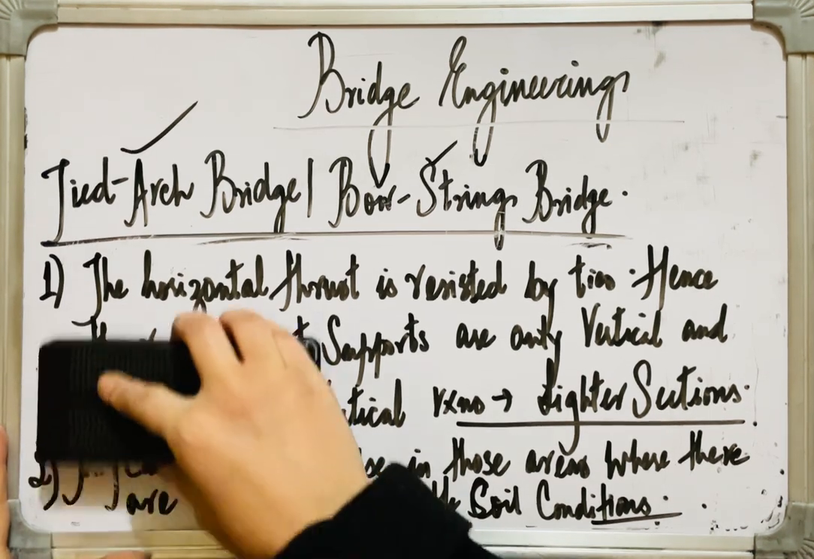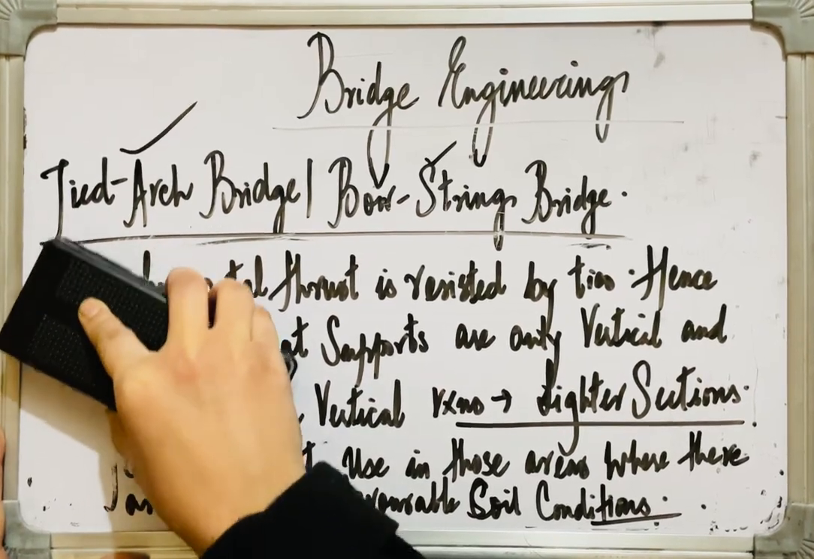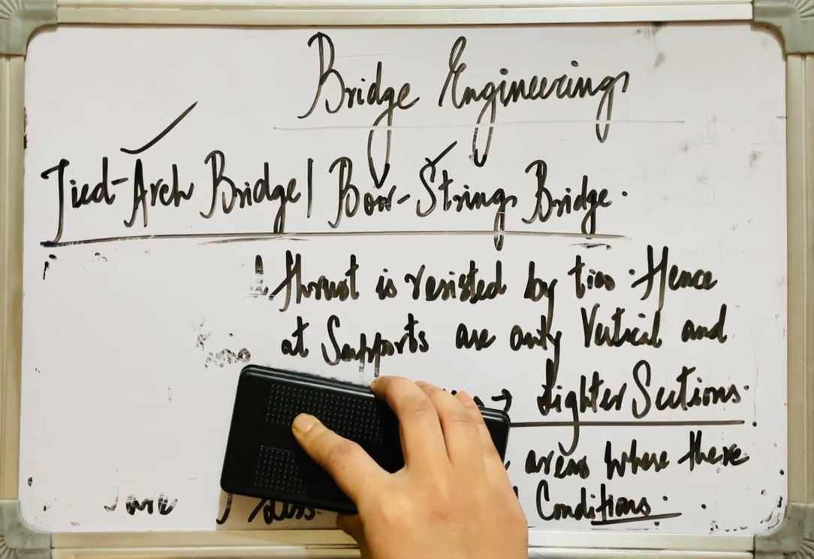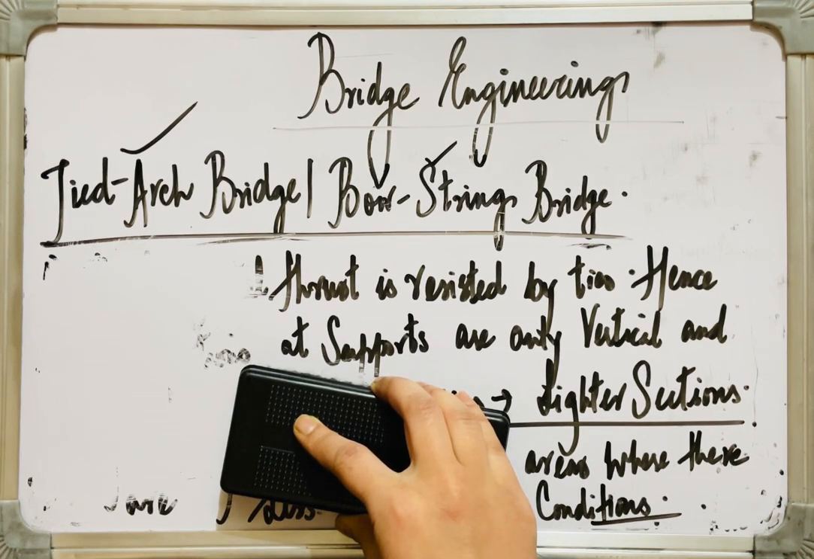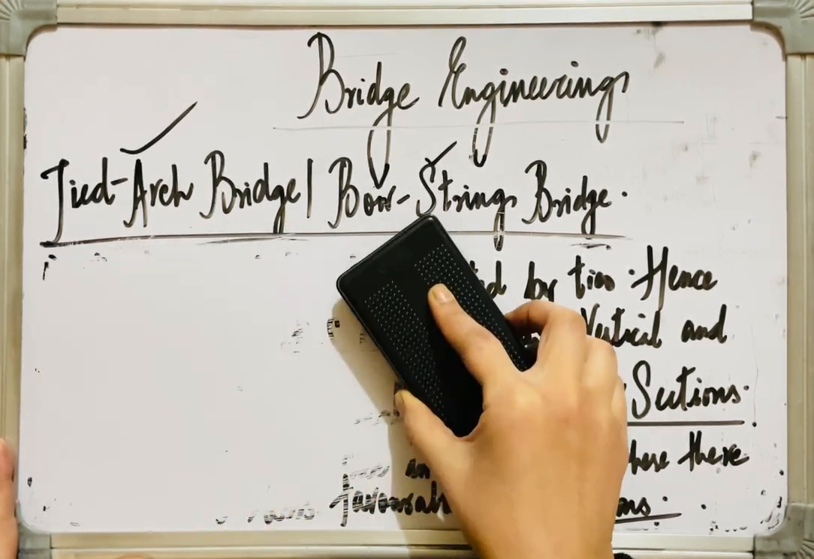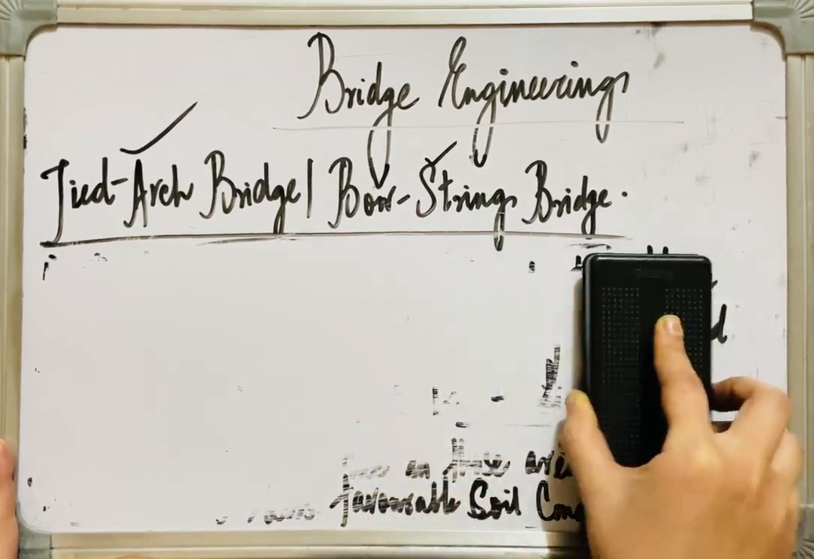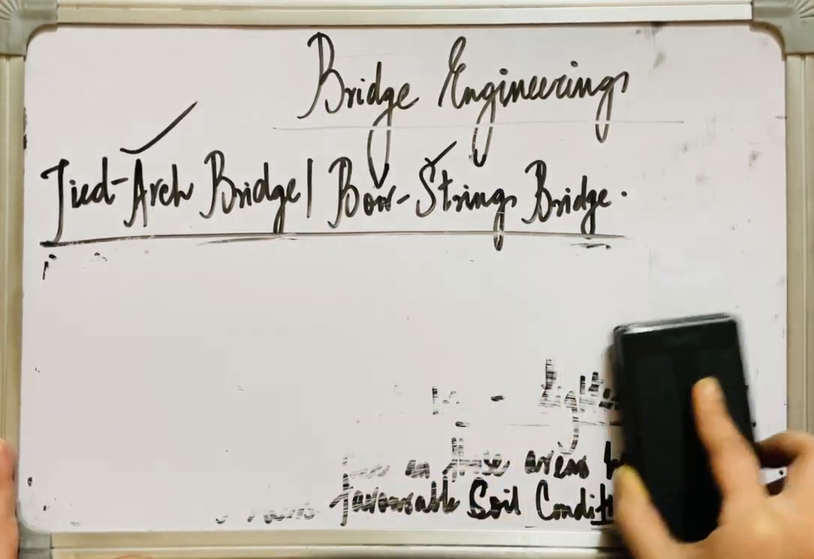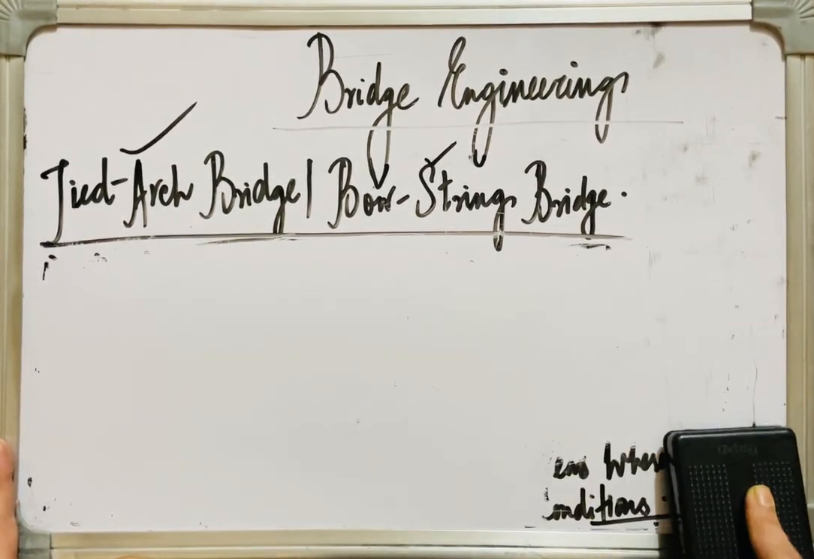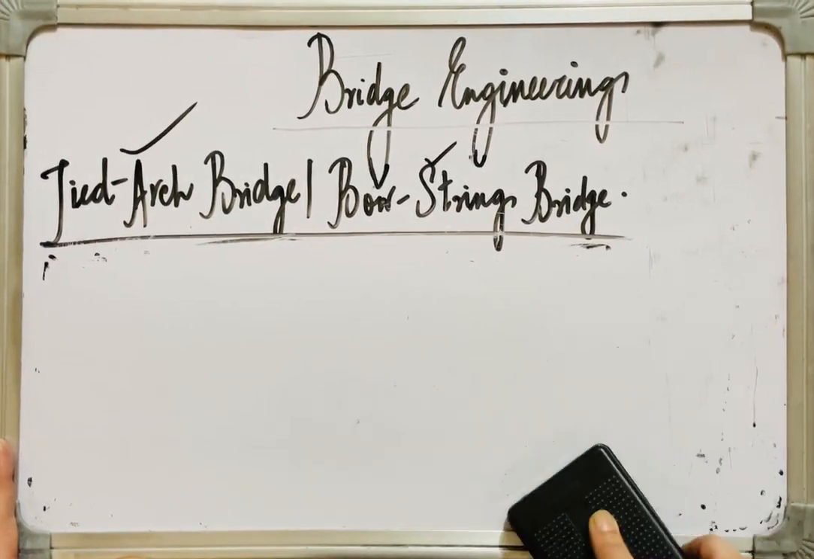But in case of a tied arch bridge, there is no such thing. Why? Because the deck, in case of the tied arch bridges, the arch rises above the deck and it's not placed beneath the deck. The arches are not placed beneath the deck, they rise above the deck. So there is no question of accommodating the rise of the arch between the springing level and the formation level of road or the approach level of road in case of a tied arch bridge.